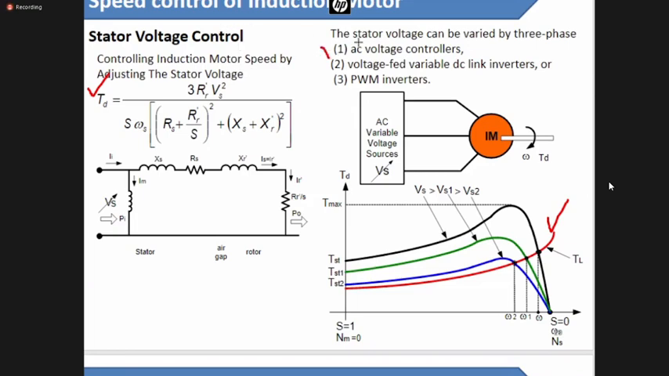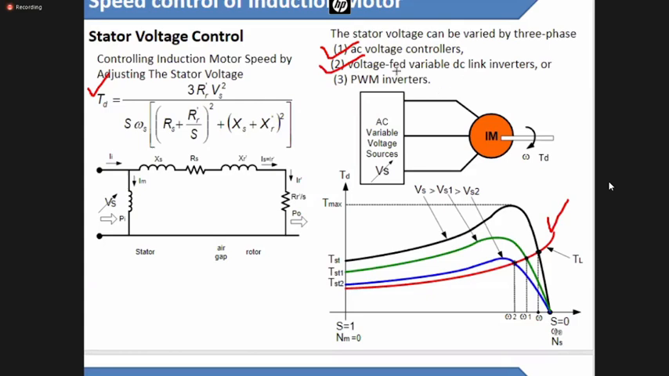First one is AC voltage control. The next one is voltage fed variable DC link inverter or PWM inverter. So basically, these two are the same thing, and this is achieved through some back-to-back connection of rectification and then inversion.